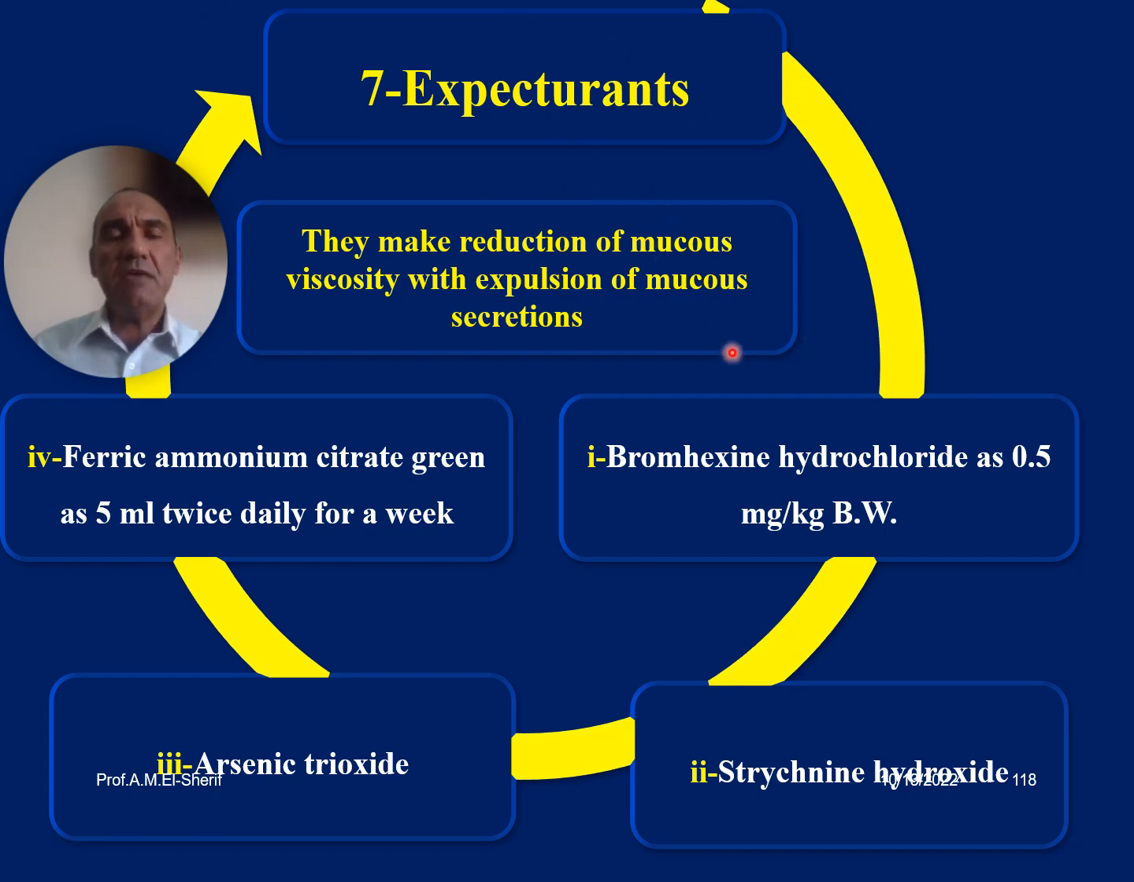Expectorants. They reduce mucus viscosity with expulsion of mucus secretions. Bromhexine hydrochloride 0.5 mg per kilogram body weight. Strychnine hydroxide, arsenic trioxide or all the arsenical preparations, ferric ammonium citrate green 5 ml twice daily for a week.